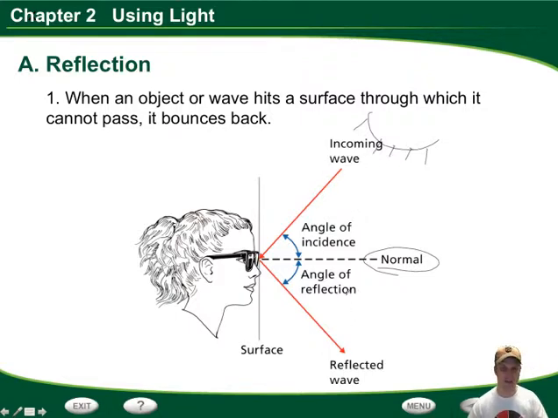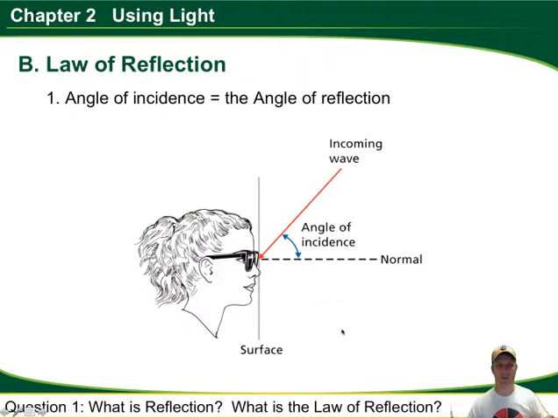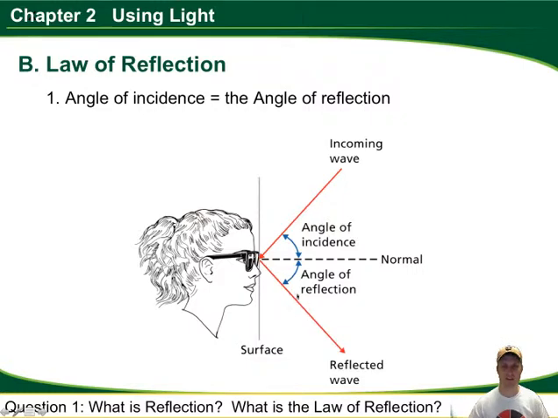So you have an incoming wave and a reflected wave. And what's interesting to note is that this angle right here, let's say this angle is 45 degrees, the angle of incidence, then the angle of reflection would also be 45 degrees. Whatever the angle of incidence is, the angle of reflection is equal. That is the law of reflection. The law of reflection states that the angle of incidence equals the angle of reflection. And so that allows us to realize that these two items, incidence and reflection, work together.